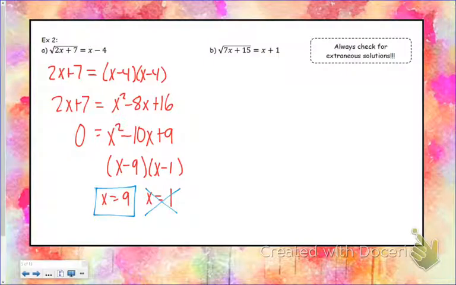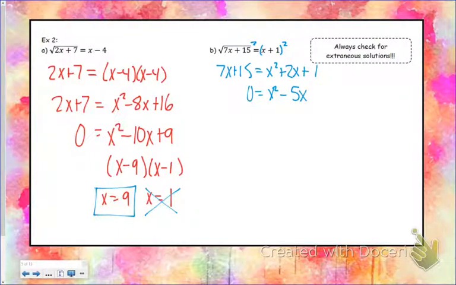All right, similar idea here on B. Again, I would square both sides. Remember, when you square the right, you are squaring that whole binomial. So this gives us 7x plus 15. And remember, we talked about that shortcut. If you're squaring a binomial, it's square, double, square. Set it equal to 0. And then I can factor.